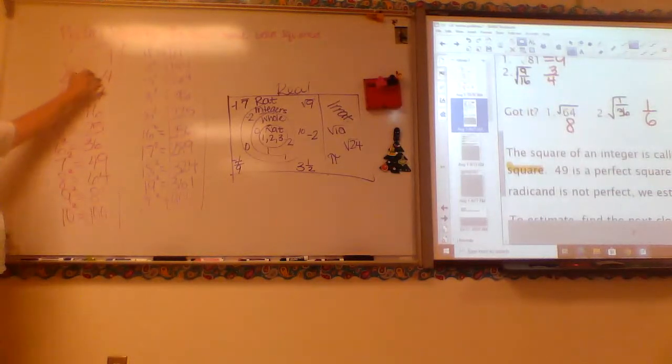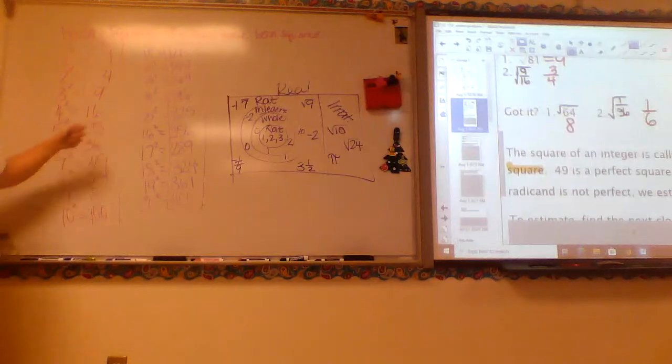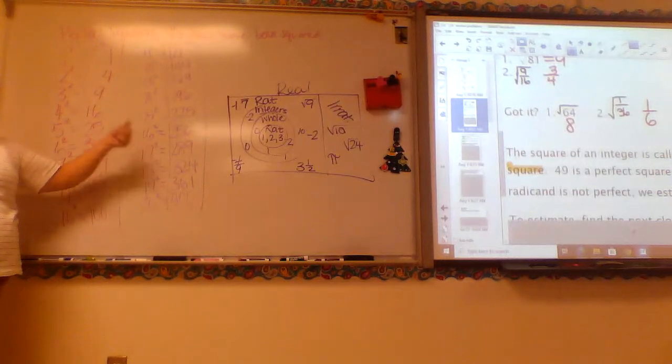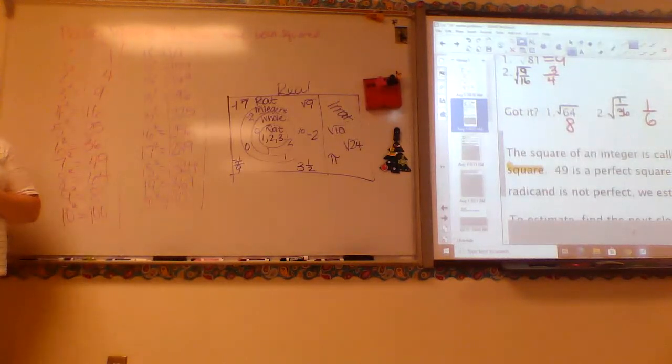Because 2 squared is 4. 4 is a perfect square because it was 2 squared. 25 is a perfect square because 5 squared is 25. 256 is a perfect square because 16 times 16 is 256. Do you all understand that? Yeah. Those are numbers that have been squared. That's what makes them a perfect square.